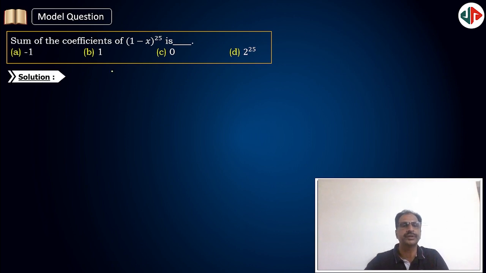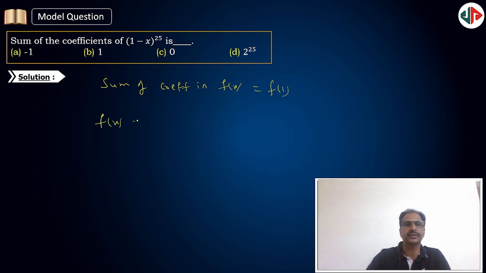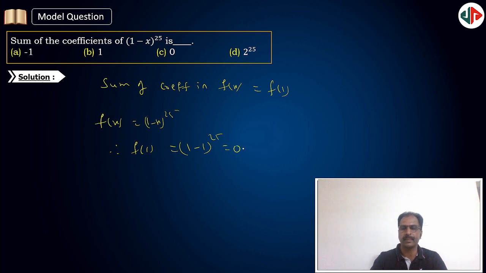Sum of coefficients. The shortcut formula for finding the sum of coefficients in f of x is nothing but f of 1. Here f of x is (1 minus x) whole power 25. Therefore, f of 1 will be (1 minus 1) whole power 25, which is 0. Option C.